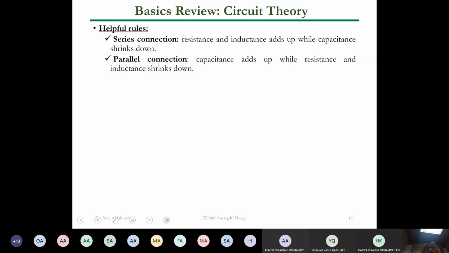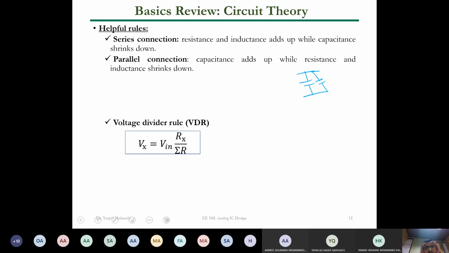These are some helpful rules. For the series connection and parallel connection, these are also basics. The resistance and inductance add up in the series connection, while the capacitance shrinks down. It is the opposite with the parallel connection. So if you have two capacitors in parallel, they will have a much higher capacitance, and it will be the opposite with the resistance and inductance.